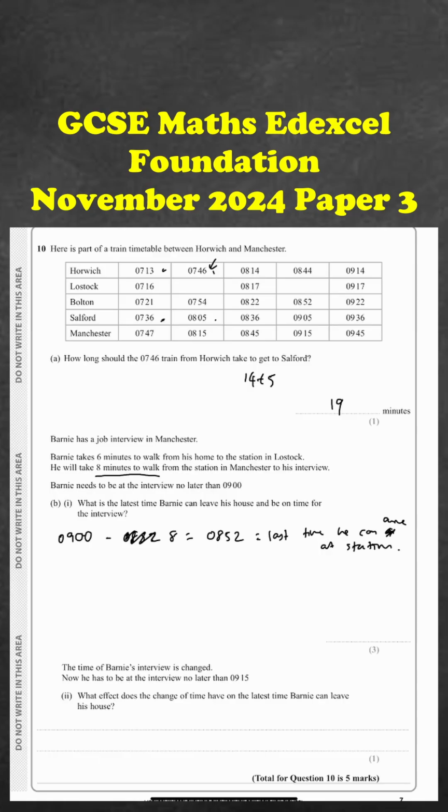So, what train that gets to Manchester from Lowestoft gets there nearest to 8:52? It's going to be the 8:45, isn't it? So 08:45 is the latest arriving train that he can get.